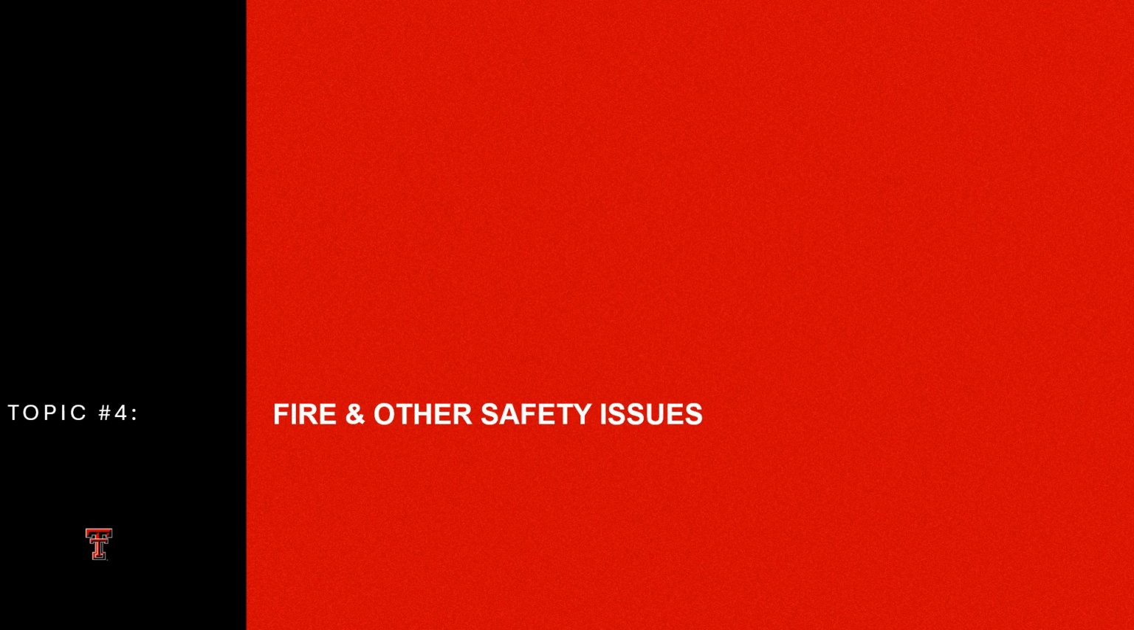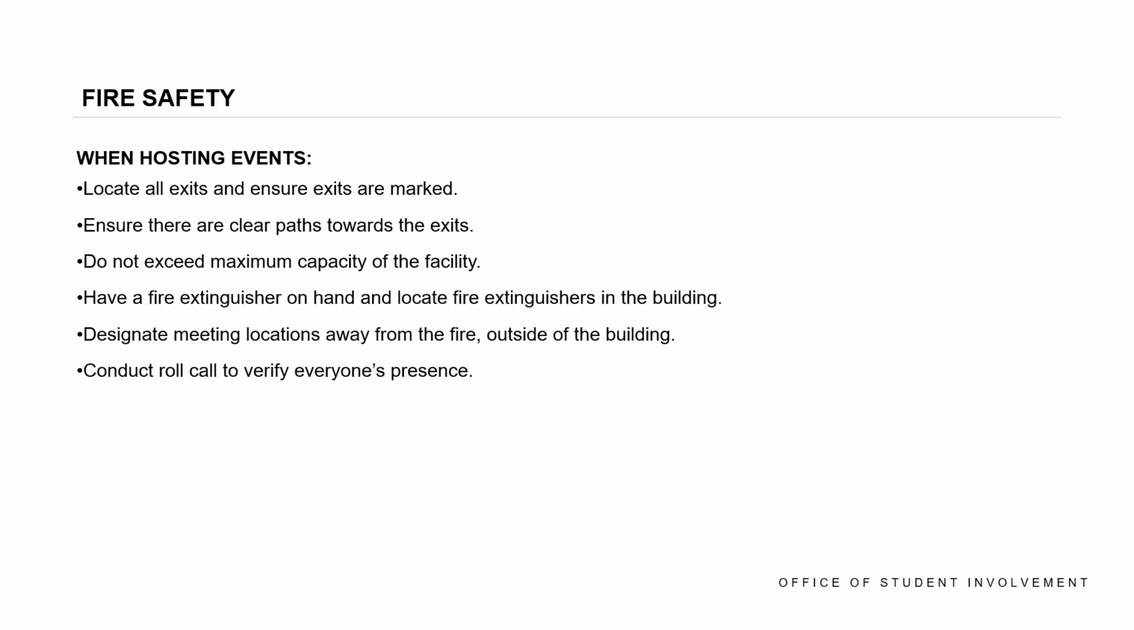Our fourth topic of risk is fire and other safety issues. Fire is a risk in every building. When considering facilities and physical risk, we must consider fire safety within the building in which we are hosting an event. Here are some fire safety tips to follow when planning an organization event. Prior to the start of the event and during the event, locate all exits and ensure that the exits are marked. Do this while you are setting up for your event.